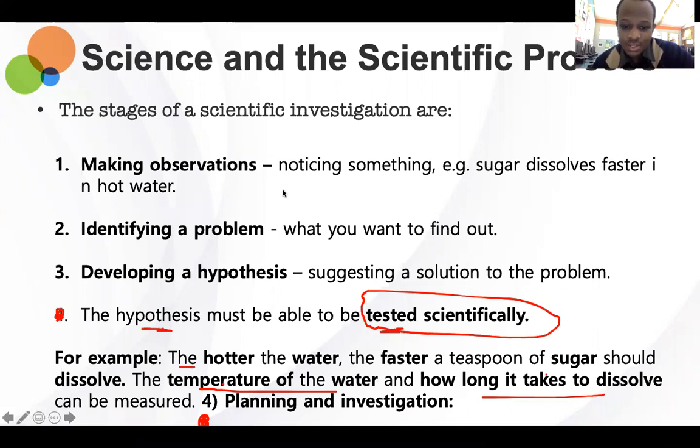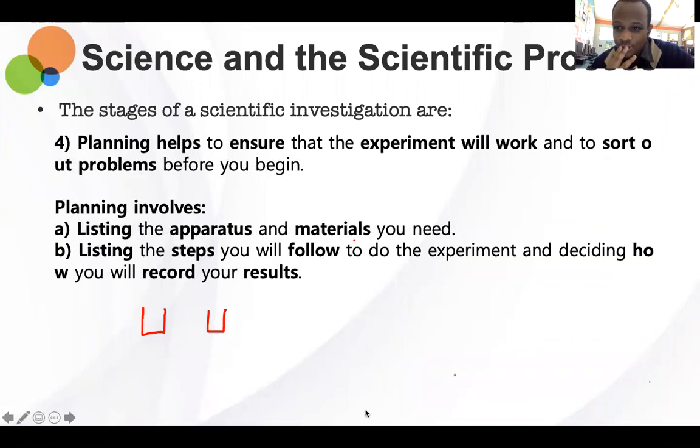Yes, sir. The next step is our planning and investigation. So we're going to plan now, so we're going to actually carry out the steps. The first part is listing the apparatus and materials that we will need to solve this problem. What would you need? We want to replace the screen, sir. We need money to buy a new screen. So we need a new screen.